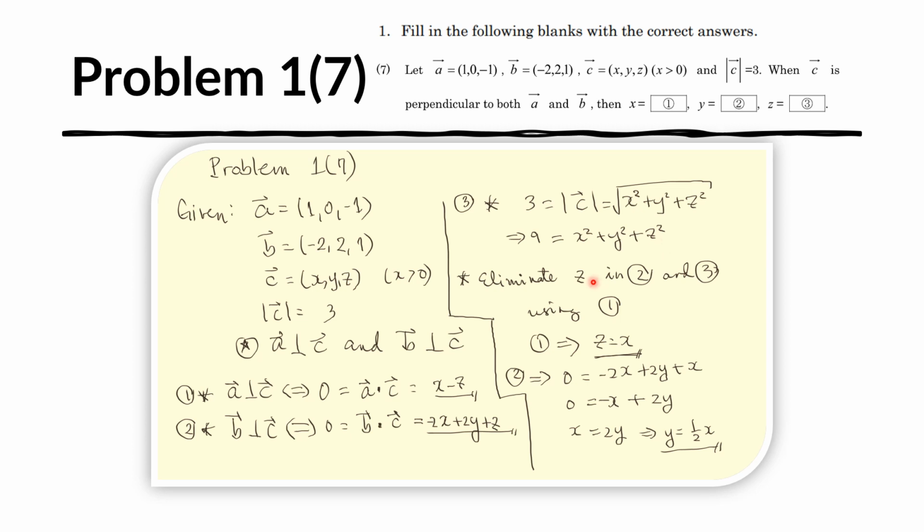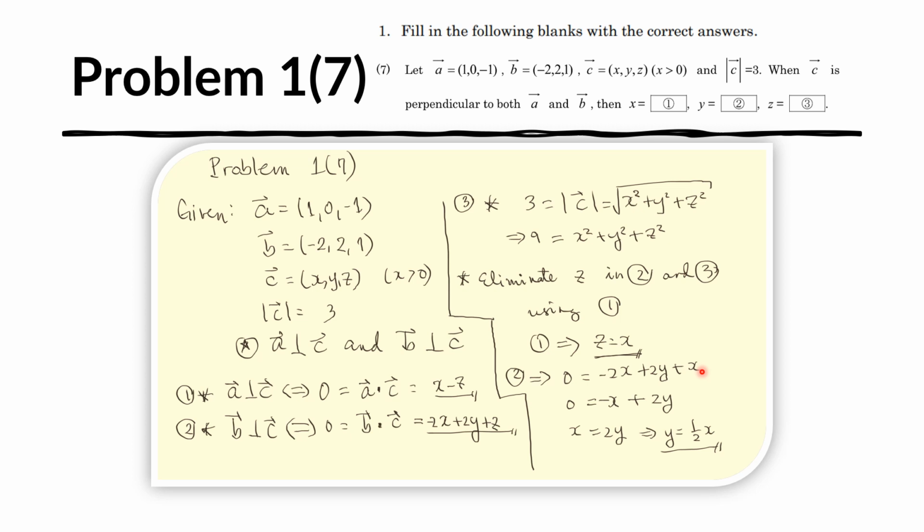Now, we want to eliminate z from equations 2 and 3. And the way we do that is we use this. Because 0 equals x minus z, we can say that x equals z. So that is from this, 0 equals x minus z. Furthermore, if we substitute this into 2, we get 0 equals this plus this, and now we replace z with x. So we get this.